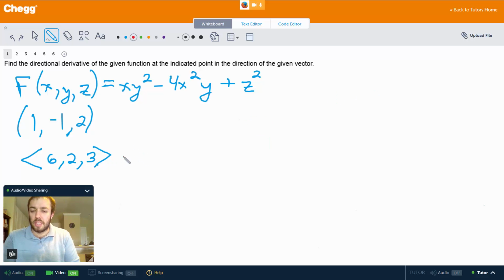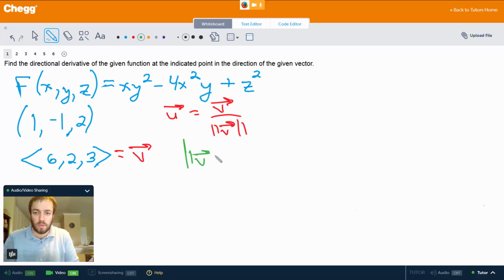So let's go ahead and call this vector v, and we're going to want to find the unit vector, which is going to be the unit vector equals v divided by the magnitude of itself. So we have to go ahead and find the magnitude of v. Now the magnitude of v is the square root of this squared plus this squared plus this squared.